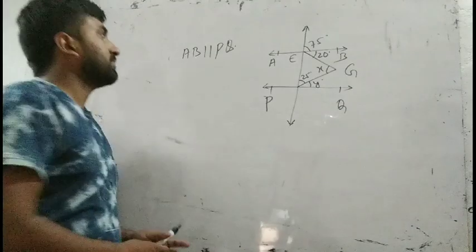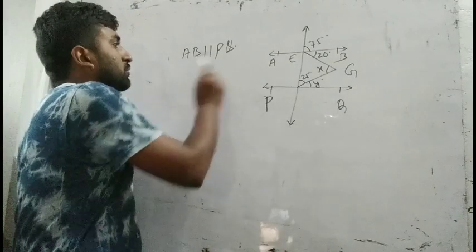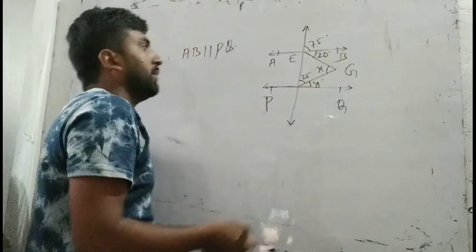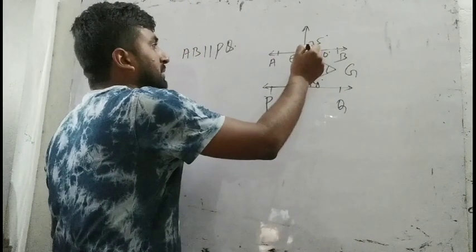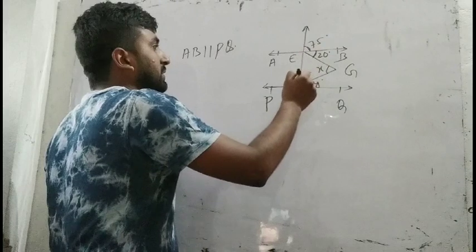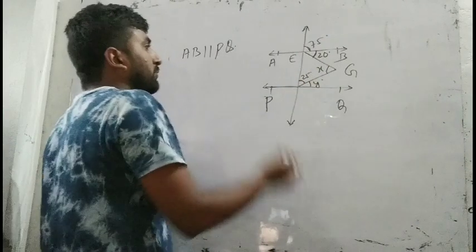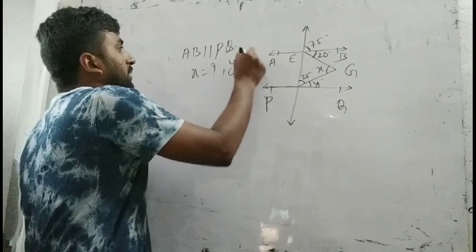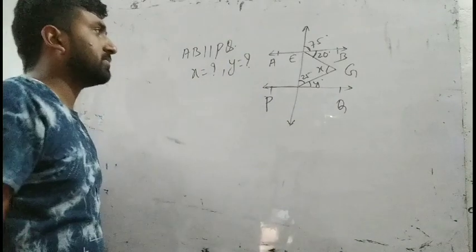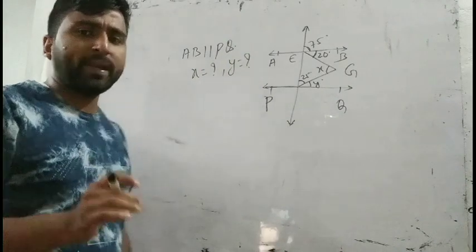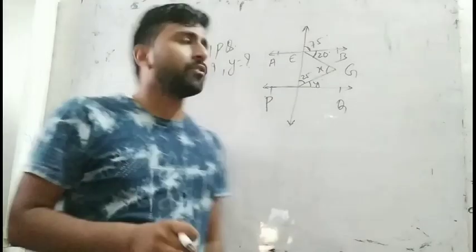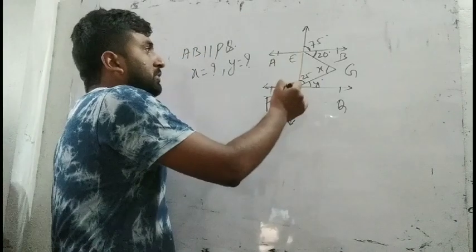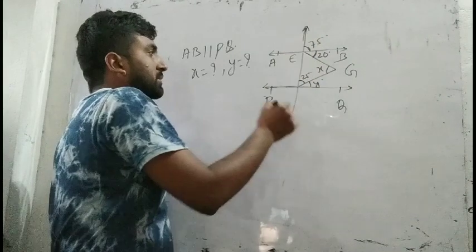In this figure, AB is parallel to PQ, and this angle is equal to 75, this angle is equal to 20, this angle is equal to 25. You have to find the value of x and y. For this, using the property of parallel lines and a transversal, we can find the value of x and y. Here AB is parallel to PQ and this line is the transversal.